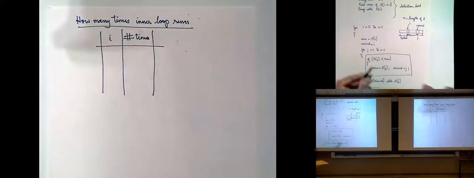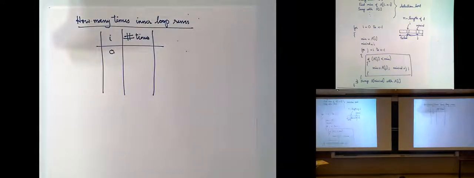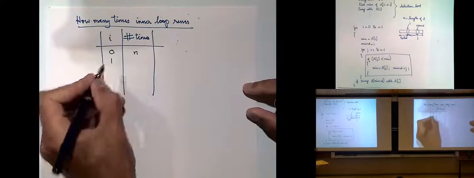Does this make sense? It depends on what the value of i is. So when i is equal to 0, how many times does the inner loop run? n. When it's 1?